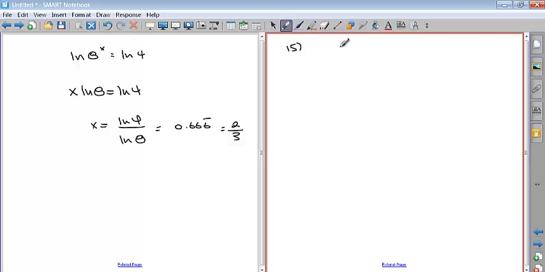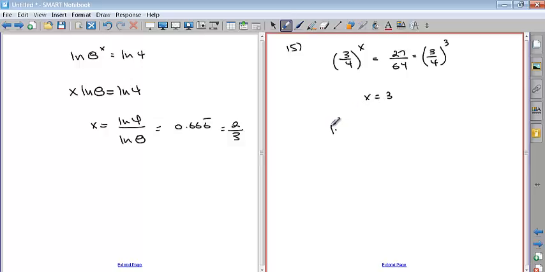Okay, the next one we have is 3/4 to the x power is equal to 27 divided by 64. I think what they want you to do is rewrite this as 3/4 cubed. If you take 3 cubed, you get 27, and 4 cubed, you get 64. Now I've got the same base, and so x is equal to 3. That would be one way of doing it.